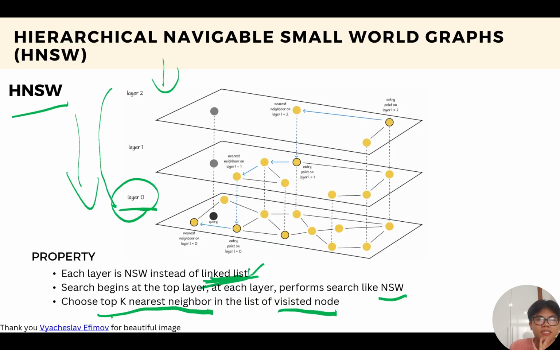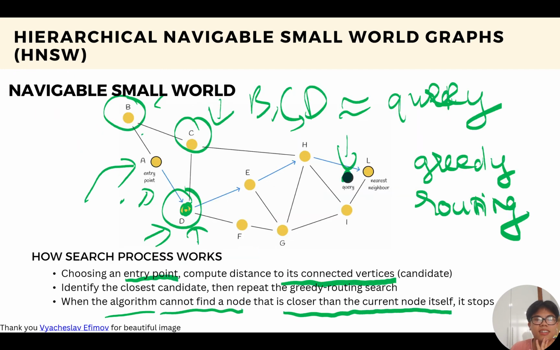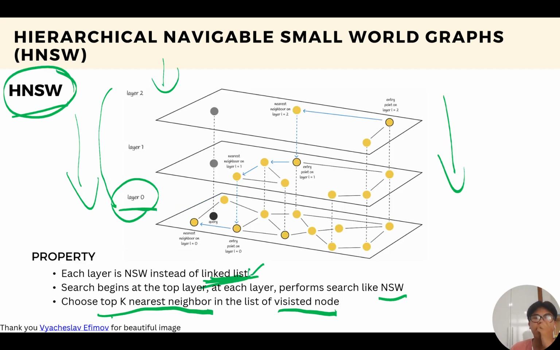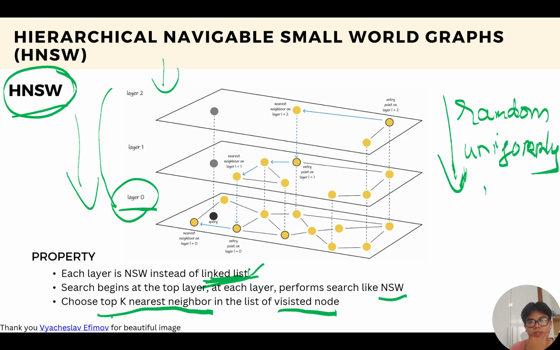To answer the question of how to build the layers in this algorithm: it's exactly the same as how to build the navigable small world. But how to choose the nodes in each layer is a bit complex, so I will not mention it here. Basically, you can choose them randomly, based on a uniform distribution.